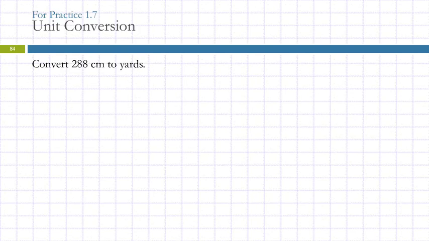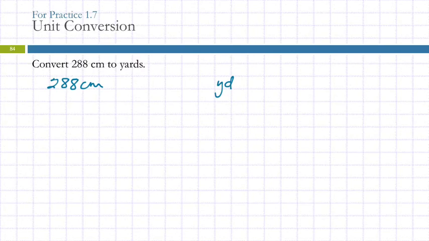Let's do some examples. Convert 288 centimeters to yards. Well, there's not much to read here. What am I given? 288 centimeters. What am I asked for? Yards. So I'm going to write yards over here. Now I have to figure out how to get from centimeters to yards. Off the top of my head, I don't know how many centimeters are in a yard. I could probably go look it up.